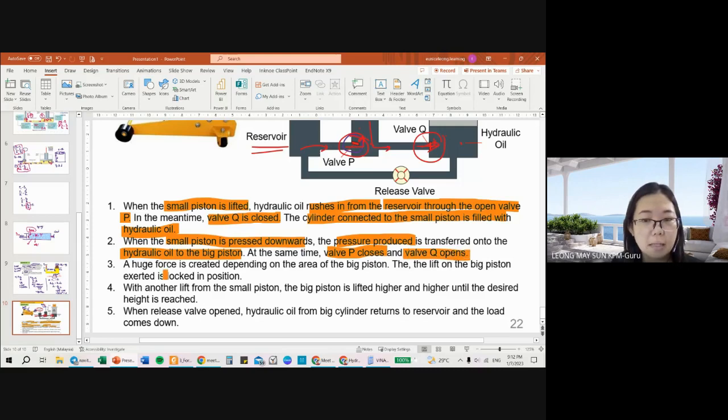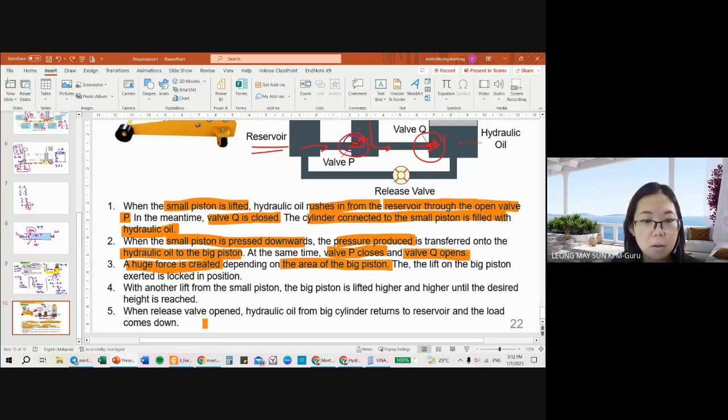Okay. Then when valve P closes, valve Q opens, a huge force is created depending on the area of the big piston. And the lift on the big piston is locked in position. This part you don't need to say.